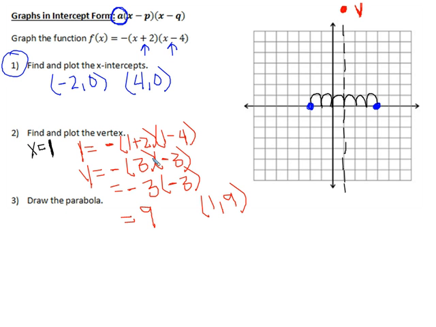So last but not least, let's draw our parabola. Okay, we have our different points guiding us. Okay, we're going to try to make the best U shape we can. Hopefully yours looks a little bit better than mine, but what can you do? Okay, doing the best I can. Awesome.